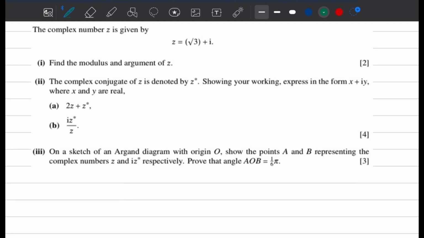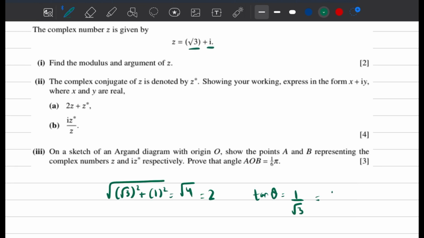Guys, let's begin with the third question. In the first part, it says find the modulus. The formula of a modulus is under root 3 square plus 1 square, that makes under root 4, which is 2. And then argument. Tan theta is equal to 1 upon under root 3, b upon a. So what's the value of this, bache? The argument will be pi upon 6. Guys, where will it lie? See, under root 3 is positive and 1 is positive, that means it's going to lie here.